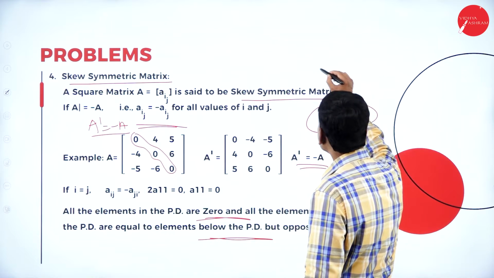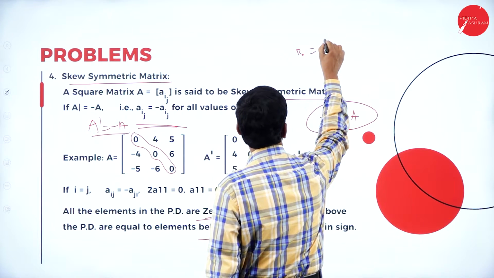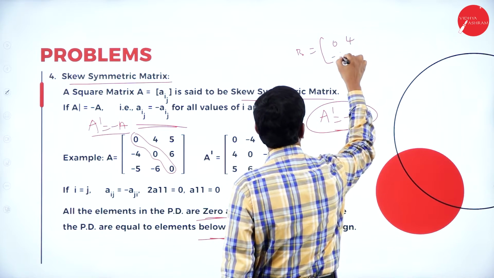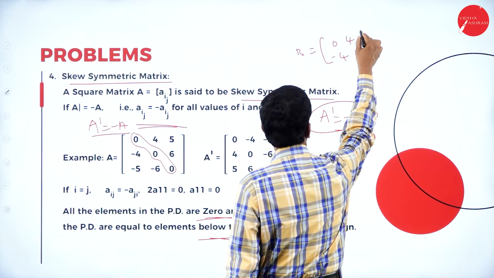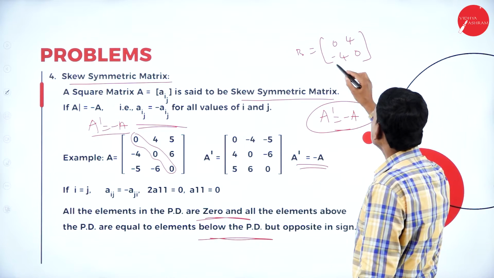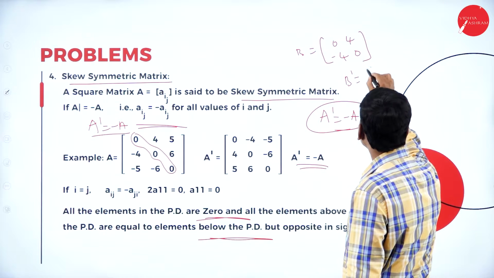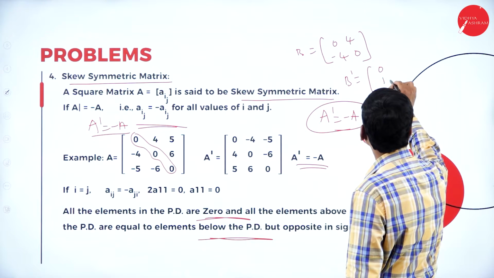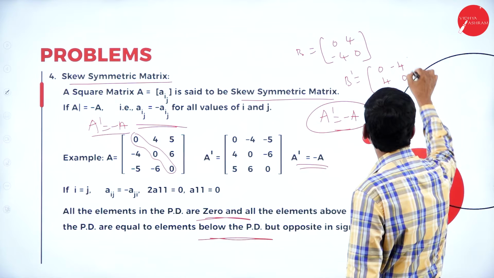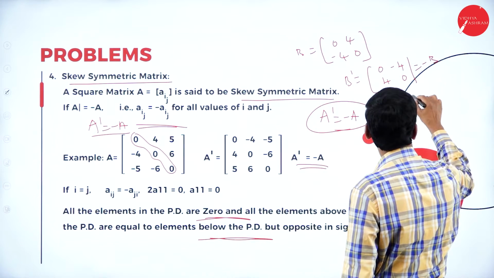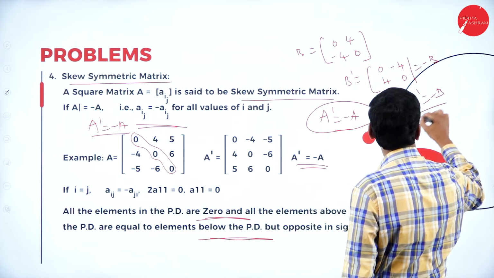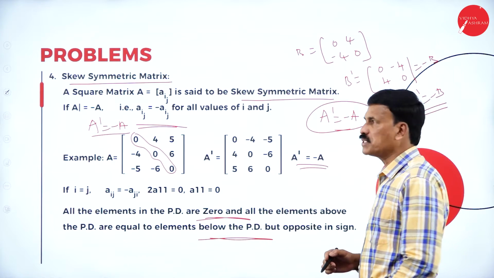Now let us take one more example. Let me take B is equal to 0, 4, minus 4 and 0. What is the transpose of this? B dash is equal to, what will we get? 0, minus 4, 4 and 0. This is nothing but minus B. B dash is equal to minus B. This is an example of a skew symmetric matrix.